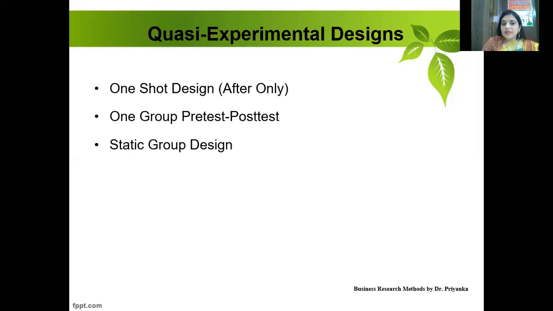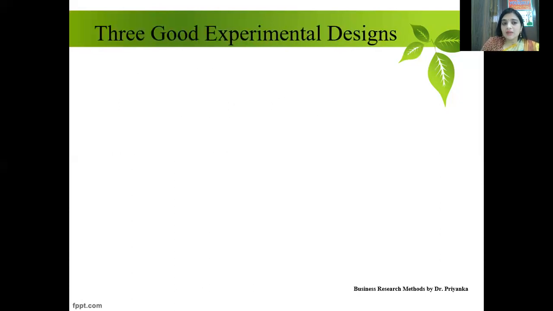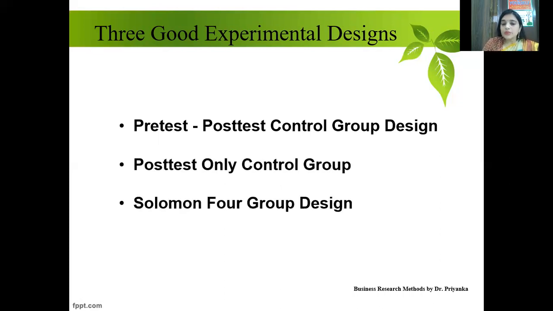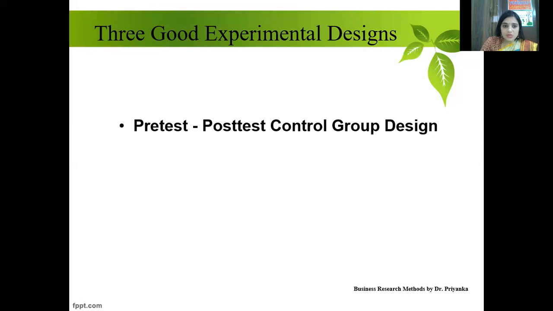These were basic quasi experimental designs, and now we have three true experimental designs, we call them. One is pre-test, post-test control group design, post-test only control group design, and Solomon four-group design. These are basically the replacement of the quasi designs only.